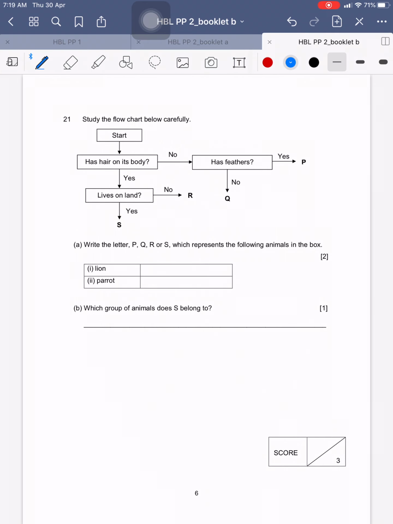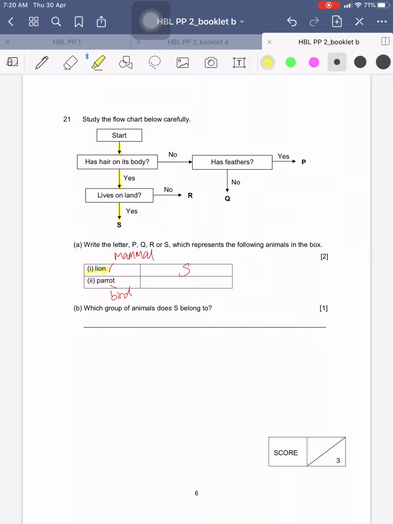Question 21. Now study the flow chart below. Write the letter P, Q, R, or S which represent the following animals in the box. Now lion is a mammal and parrot is a bird. Okay, let's try to fit the letter in the flow chart. Now lion, does it have hair on its body? Well, yes, it's a mammal. Does it live on land? Yes. So the answer will be S.